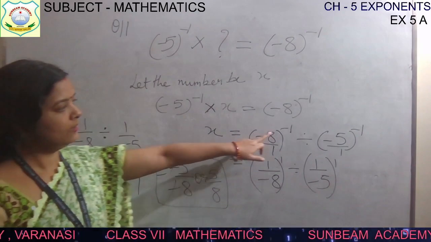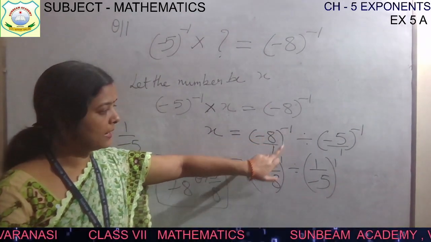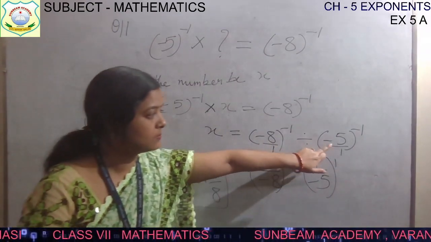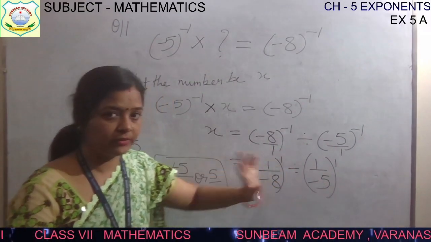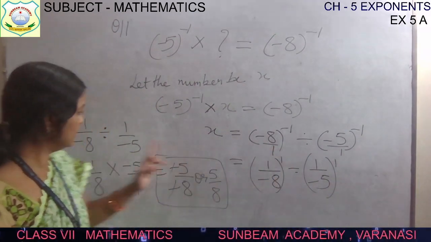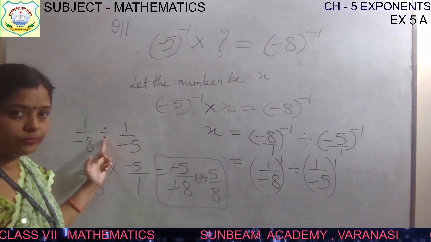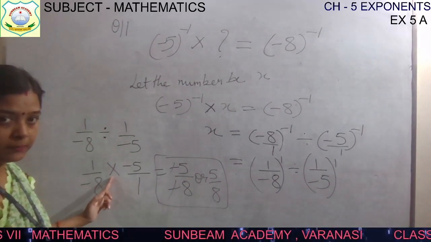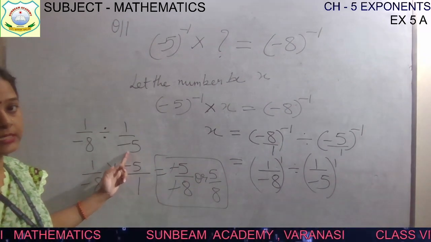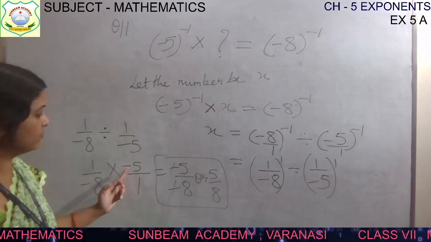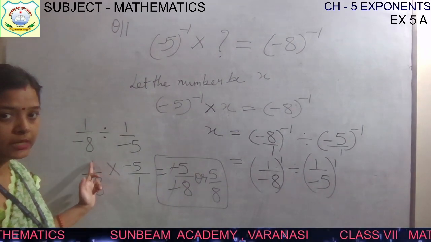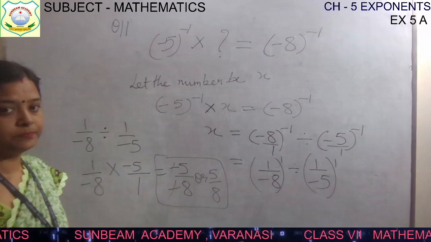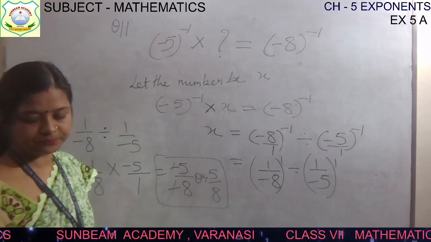Okay, first we made the negative exponent positive, how? By making them reciprocal. Minus 8 by 1 becomes 1 by minus 8. This is minus 5, so it will be 1 by minus 5. Now its power is 1, so the same answer will come out. You have to divide. So keep the first rational number as it is. Divide will change into multiply and the reciprocal of this number. Reciprocal of 1 by minus 5 is minus 5 by 1. Do the multiplication. 1 into minus 5 is minus 5. Minus 8 into 1 is minus 8. And minus minus will get cancelled out.